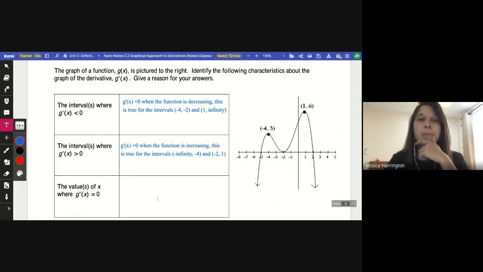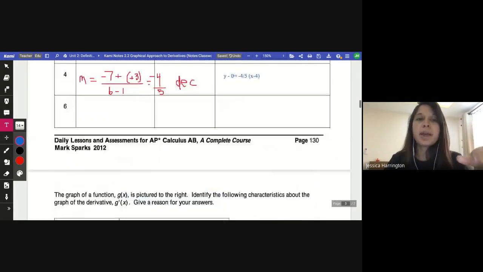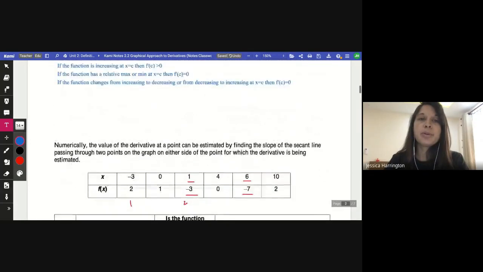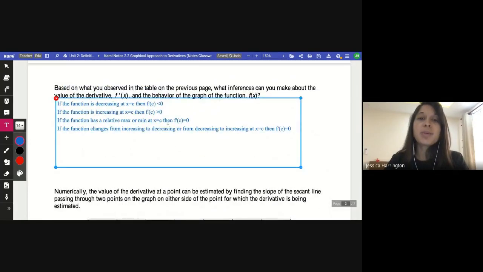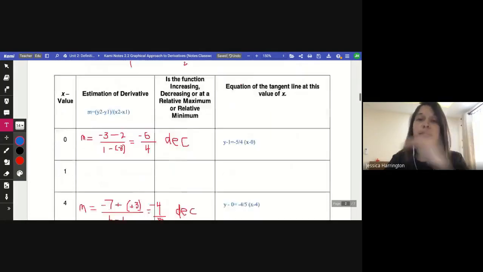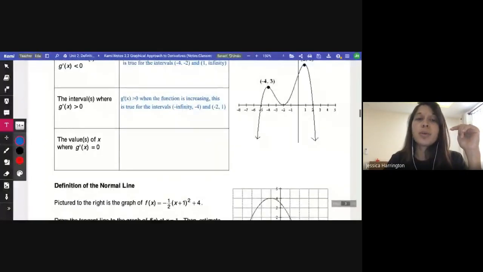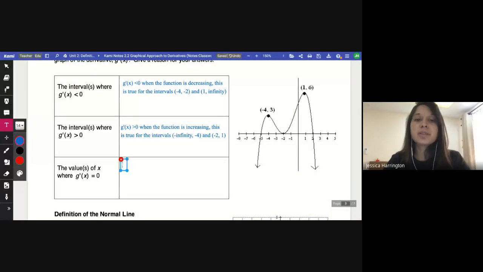Okay. Well, where are the values of x where g prime of x is 0? Where is the derivative 0? Well, if I come back up to the rules I wrote up here, what we notice, the patterns, the derivative is 0 when there's a relative min or a relative max. So when that tangent line is going to be a horizontal line. So where are my relative mins or relative max?